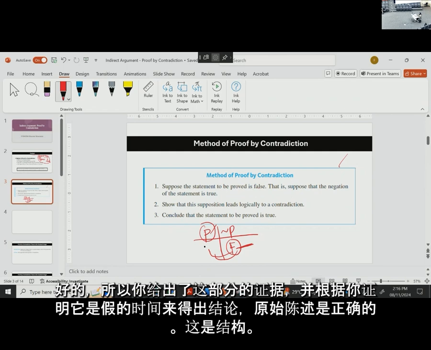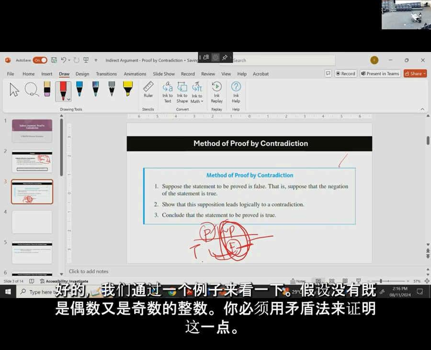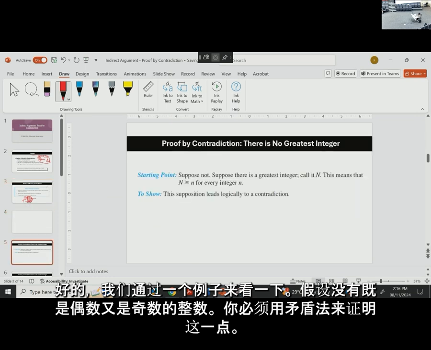Okay, so you show the proof for this part, and based on when you show that it is false, you conclude that the original statement is true. This is the structure. Okay, let's look at it through an example.